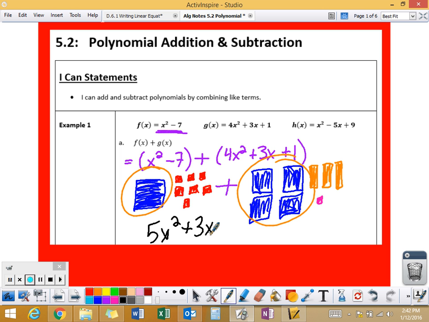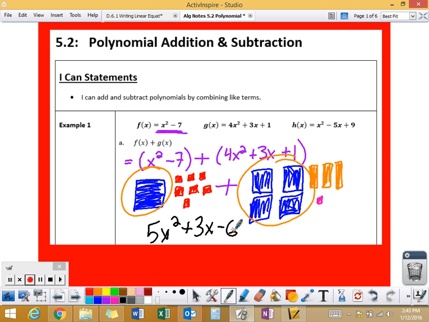Okay? Last thing I got to do is I have to look at my 1's. And this is where it gets a little bit different. Okay? So here, for the red ones, those are all negatives. I have negative 7 ones here. But then I have plus 1. So if I have negative 7 ones, but I'm adding 1 to it, how many do I have? That's what we should be thinking. Negative 7 plus 1 would be negative 6.